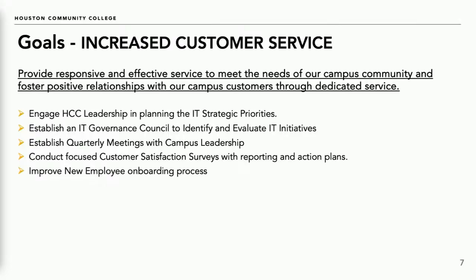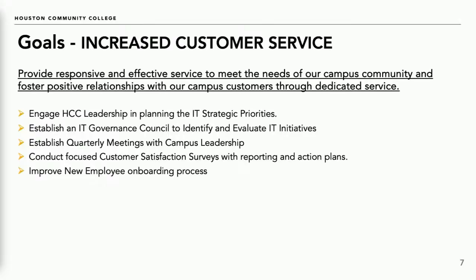We plan to actively involve HCC leadership in shaping IT strategic priorities to ensure our technology initiatives directly support institutional goals. By aligning early and consistently, we can better understand the needs of each division and deliver solutions aligned with institutional goals. We're forming an IT governance council made up of representatives from across the college. This group will help identify, prioritize, and evaluate IT initiatives, ensuring transparency, inclusiveness, and shared decision-making.